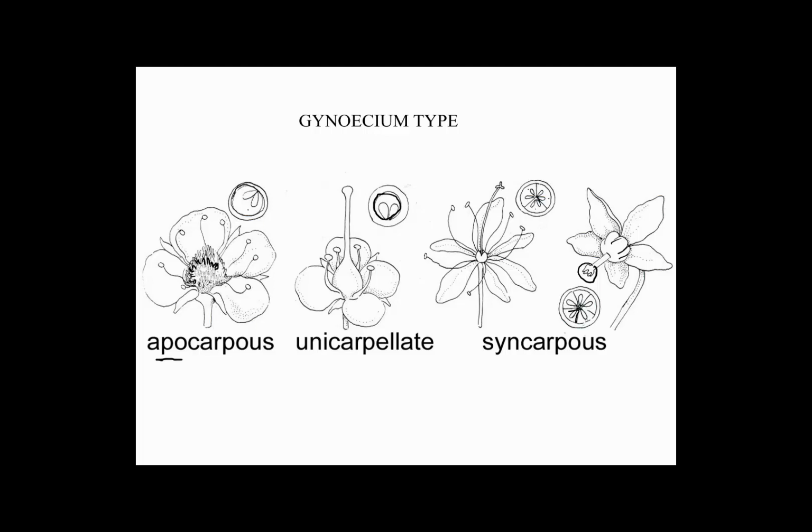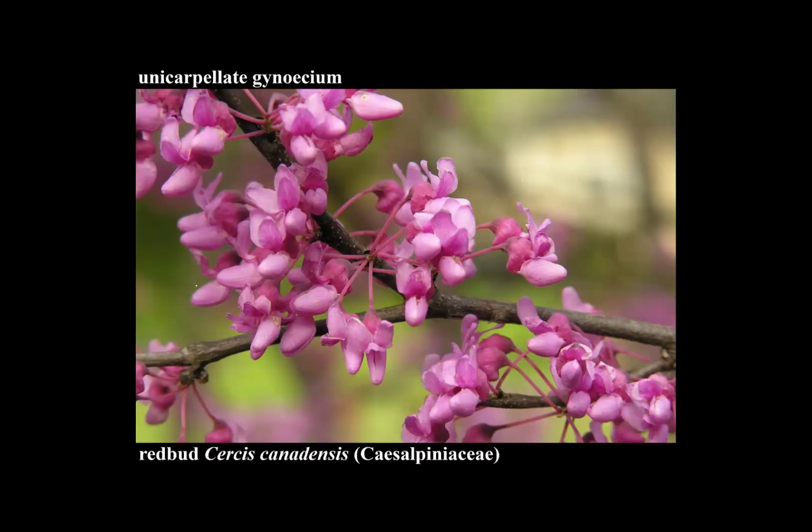I don't know what apo means, but apocarpous means having several to many separate individual stigma-style-ovary units in 1 flower. And oh, by the way, since the fruit is the ripened ovary containing seeds, this 1 flower can produce many fruits. That's kind of weird. Let's look at some examples.